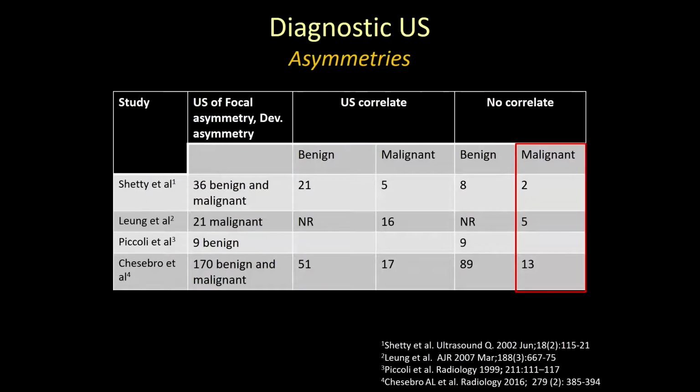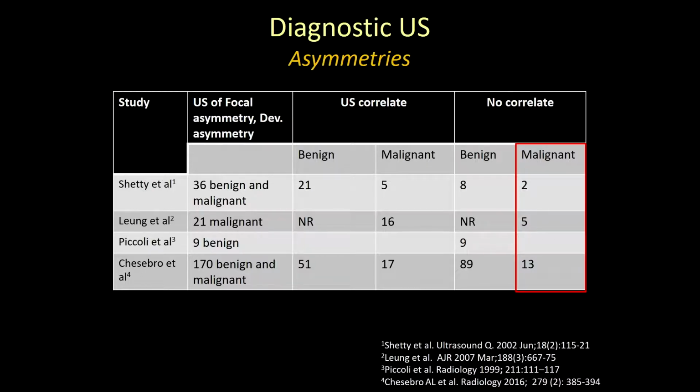So there's not a lot of data in the radiology literature on ultrasound findings for developing asymmetries and focal asymmetries. In fact, the largest study until recently was by Shetty and colleagues. They reported 36 benign and malignant developing asymmetries, and you'll notice from the chart 10 out of the 36 had no ultrasound correlate, and that included 2 out of 7 malignancies. Jessica Leung and Ed Sickles' paper cited here did not report ultrasound findings on most of their developing asymmetries. They did indicate that out of 21 malignant developing asymmetries.